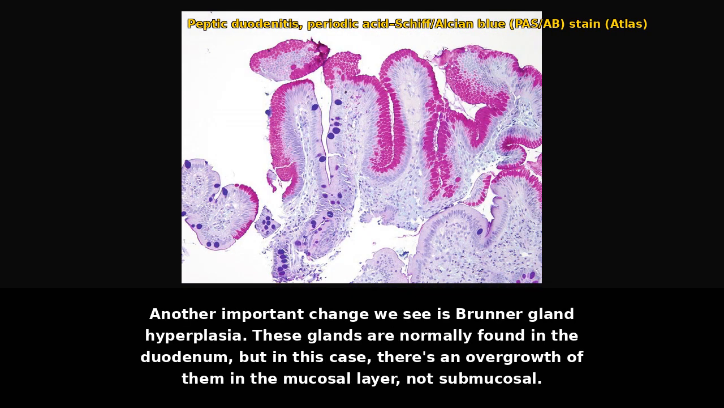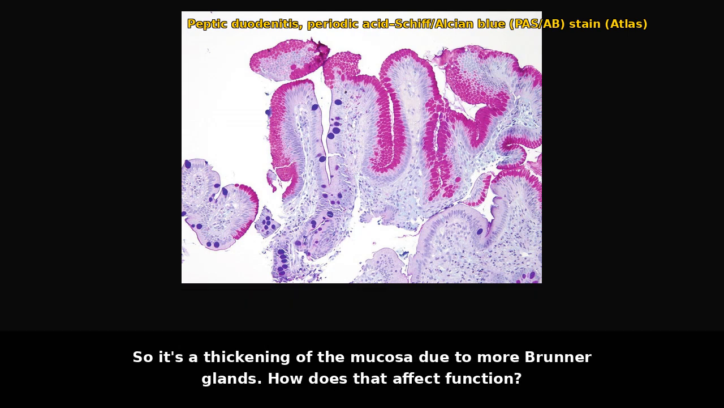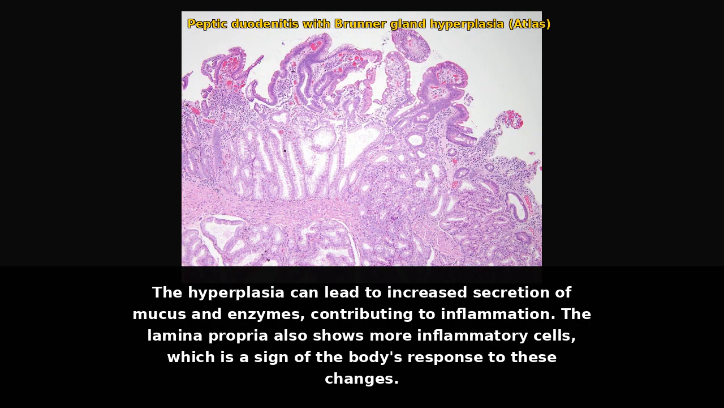And so another important change we see is Brunner gland hyperplasia. These glands are normally found in the duodenum, but in this case, there's an overgrowth of them in the mucosal layer, not submucosal. So it's a thickening of the mucosa due to more Brunner glands. How does that affect function? The hyperplasia can lead to increased secretion of mucus and enzymes, contributing to inflammation.